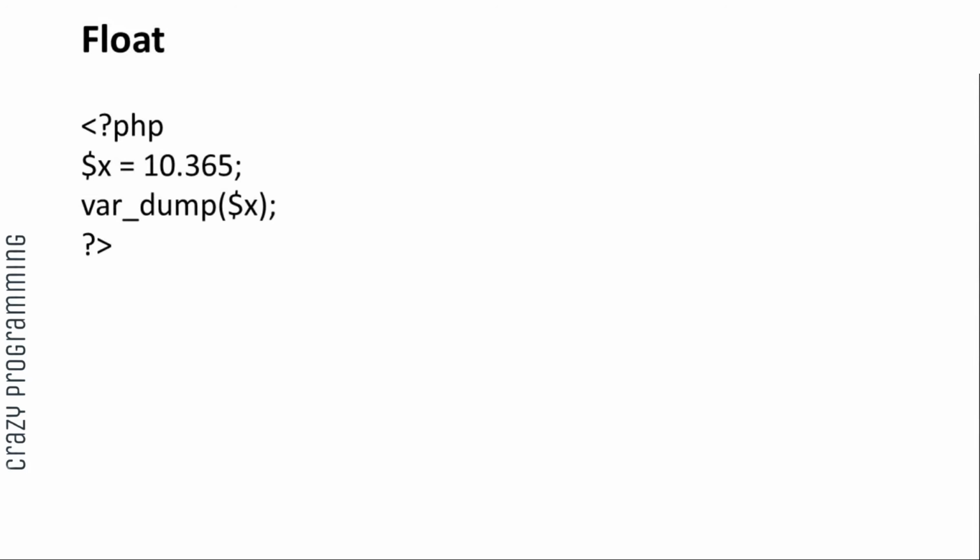float. So this is a float example. We all know what a float is. It starts with PHP and a variable, and I declared a float value inside it, that is 10.365. And to test it I used var_dump, and inside it the x variable, and we will know the output: it's float.